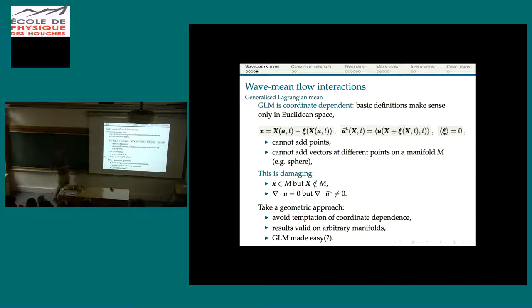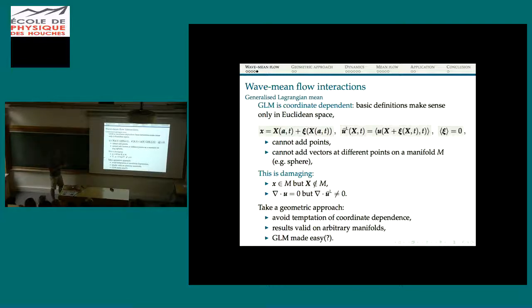And the other thing which is slightly annoying is that even if you start with flows which are incompressible, the Lagrangian mean flow is compressible. Okay, and that's because you do this construction ignoring the fact that you should really live entirely in the world of incompressible velocity fields.